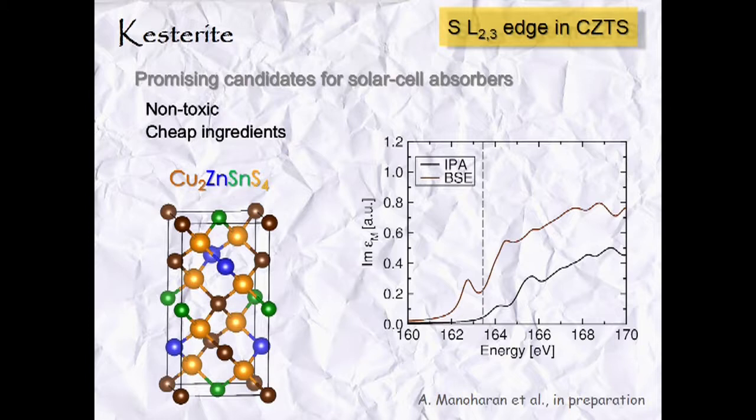So the L23 edge, that means we excite p states from the core, and that means that the final states for such excitations, according to the selection rules, must be s-like or d-like. And for this reason, I'd like to show you in half a minute the band structure and the composition of the conduction states.